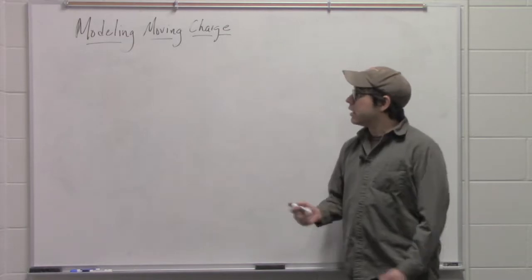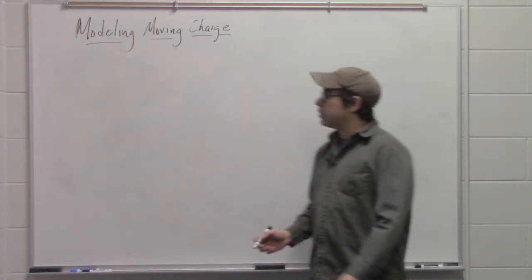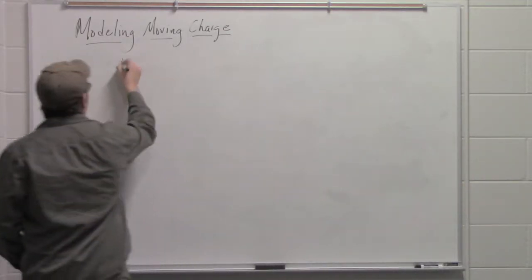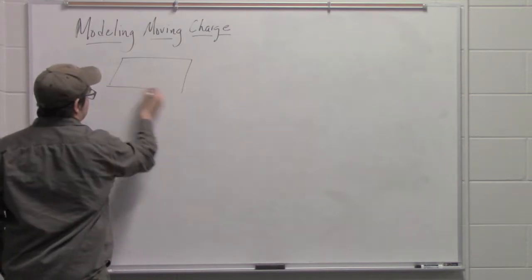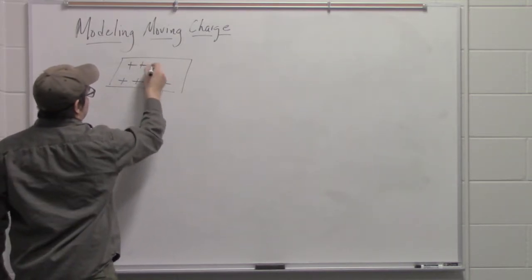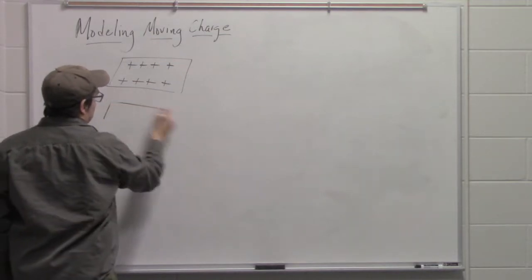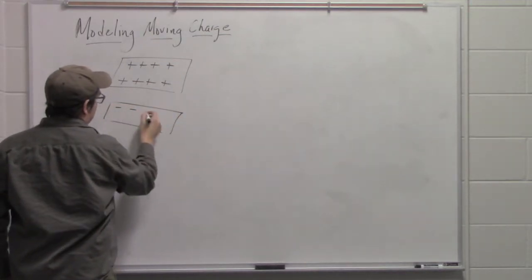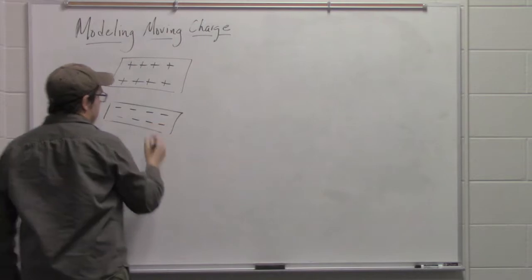In this video, we're going to talk a little bit about how we model moving charge. So what we're going to take as our example is two plates of charge, something that you've seen before. So we have a big plate of positive charge, and below it we have a big plate of negative charge.